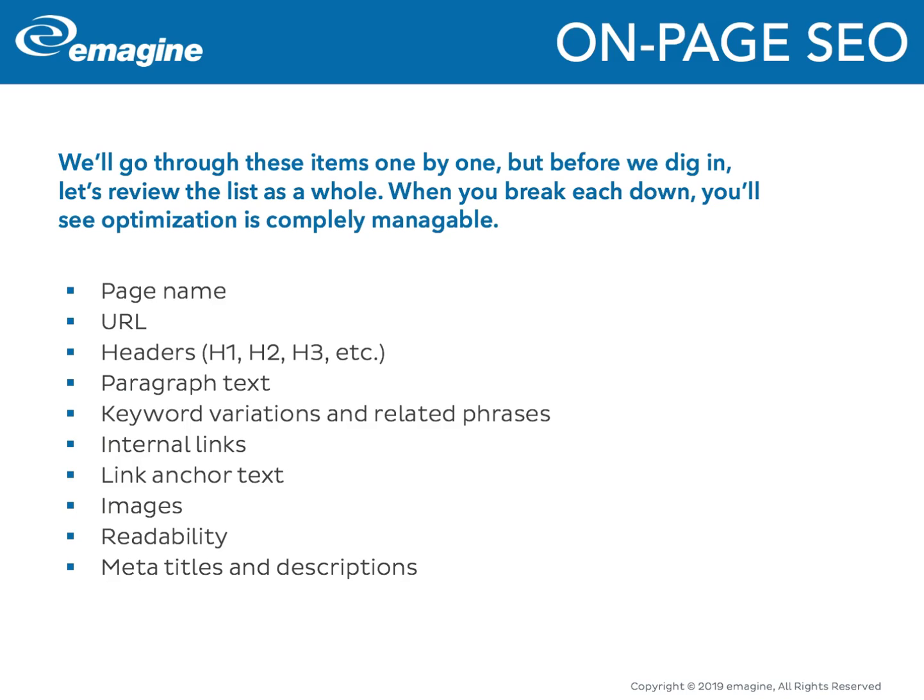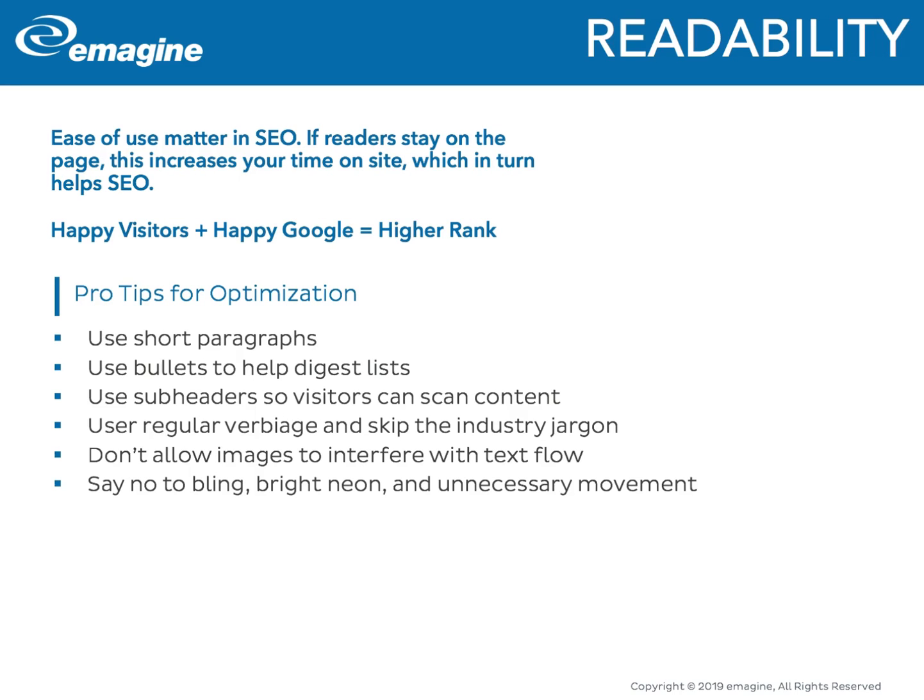Well, here's a list, and don't worry, we're going to hit each one of these briefly. The title of the content itself, which is basically the page name, the URL, the headers, the intro paragraph text, and then text throughout, content variations, related phrases, and semantic search terms, internal linking and that link anchor text, images, readability, and then those little powerful meta titles and descriptions all really do help make an impact. Readability, let's start there because it really is important.